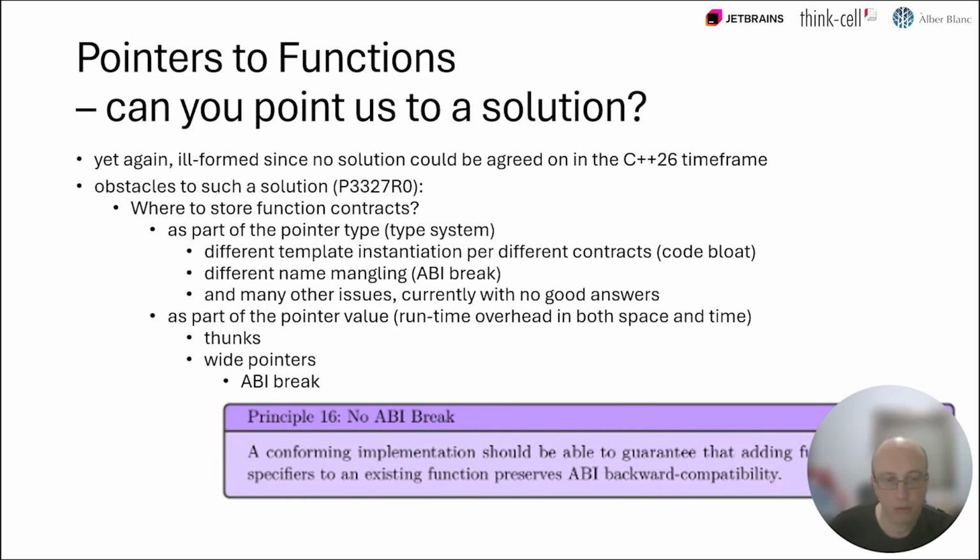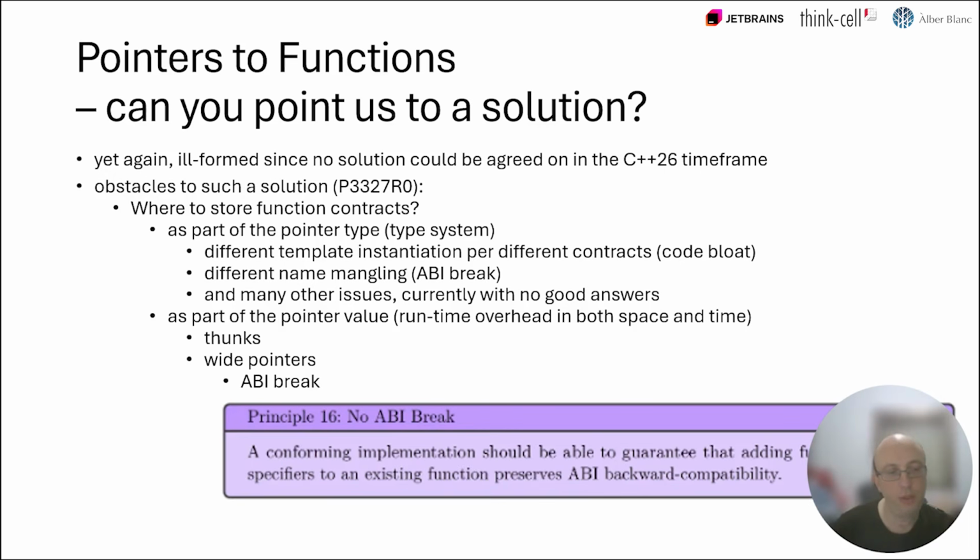This raises several issues. If we change the contract, we create a new type. If those types are used to instantiate templates, we get even more code bloat than template instantiations already create. Having different types also means different name mangling. And this would create incompatibilities, as in ABI breaks.